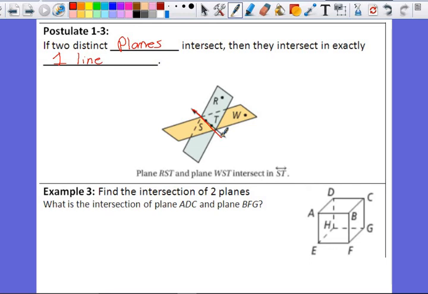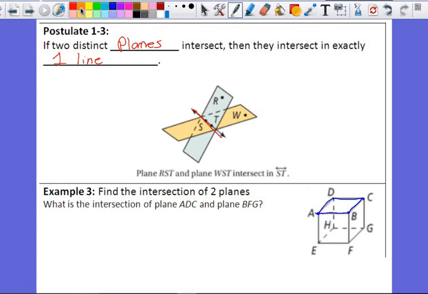All right? So let's do this example here at the bottom. It says, find the intersection of two planes. What is the intersection of plane ADC and plane BFG? So what you need to do with this, guys, is you need to draw your planes out. If I start at A, then I go to D, then I go to C. If I'm going to get back to A, I have to pass through one more point to make that complete plane, which would be B, right? So essentially it's like the top of this box.